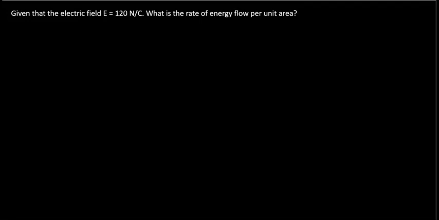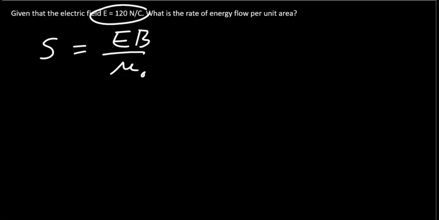Let's look at problem 1. Given that the electric field is 120 Newton per Coulomb, what is the rate of energy flow per unit area? We know the rate of energy flow per unit area is given by the magnitude of the Poynting vector, which is E times B over mu naught. We know what E is, we need to know what B is.